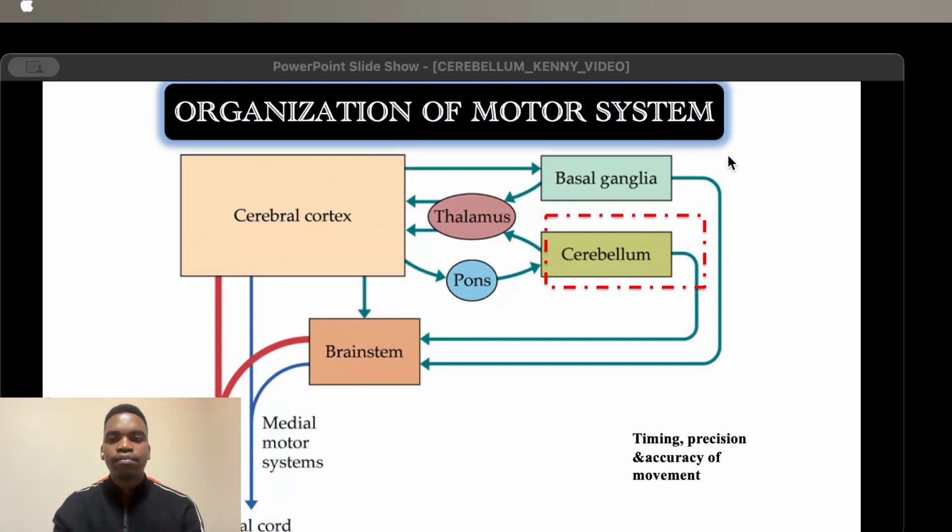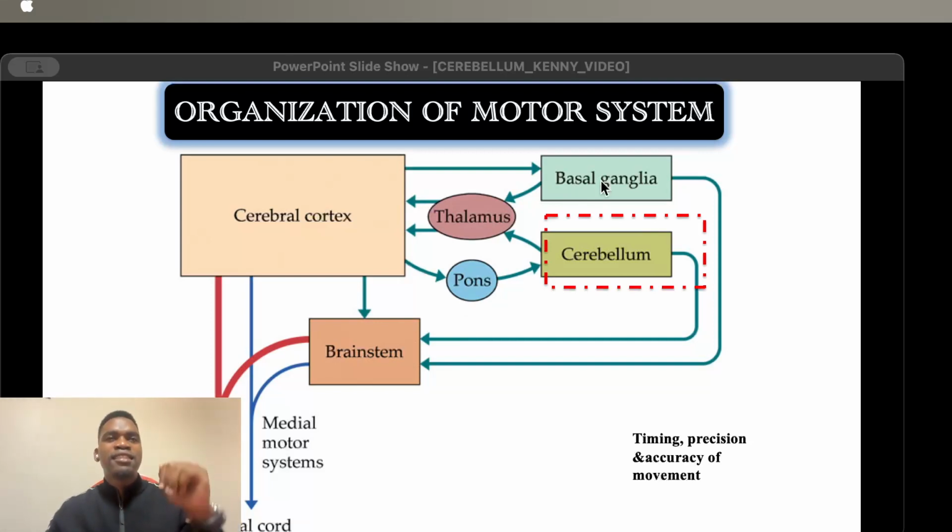It goes in that order. So after the cerebral cortex gives the command, the basal ganglia will initiate the movement, and the cerebellum will proofread that movement. It compares the information that was given by the cerebral cortex with the movement that has been produced by the basal ganglia.